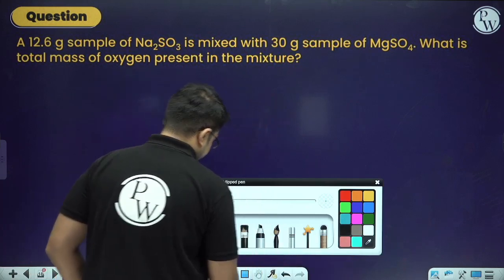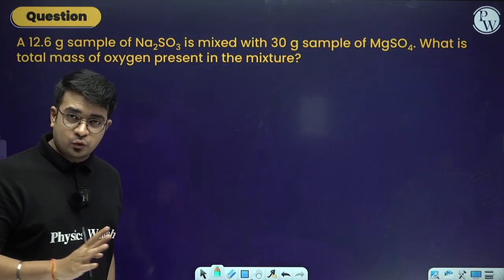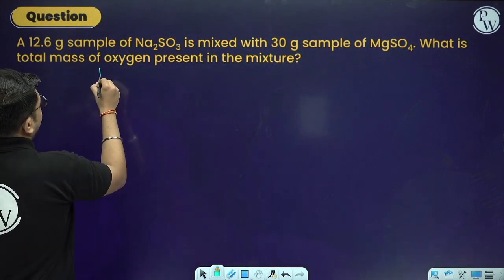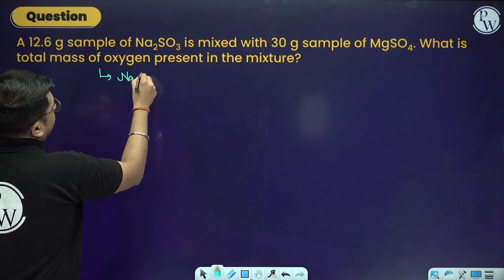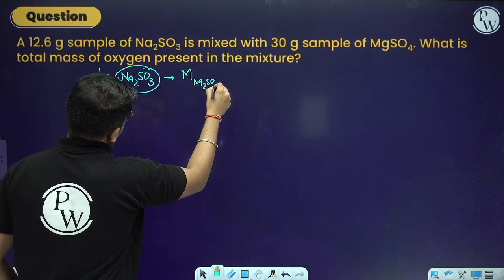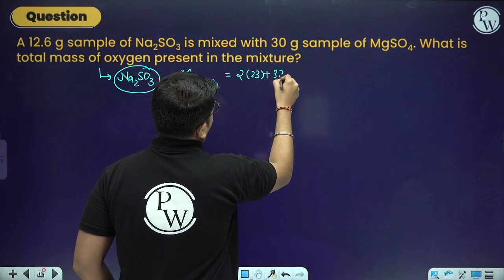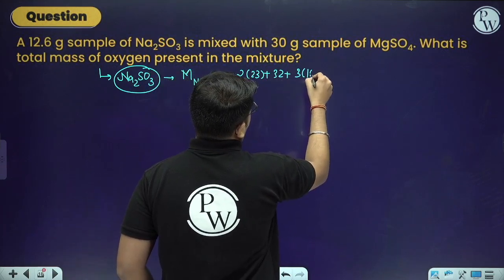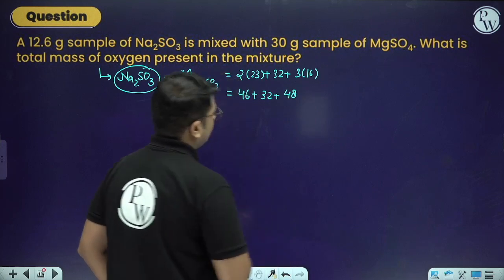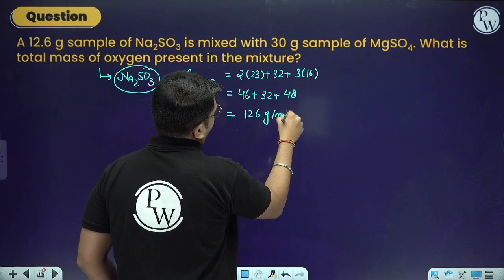Very easily. We are talking about the total mass of oxygen present in the mixture. It may sound confusing, but I told you, first of all, you have to calculate the number of moles. So first of all, we have the Na2SO3 sample. Can I calculate the molar mass of Na2SO3? Yes, very easily. We have 2 sodium having mass 23, plus 1 sulfur having mass 32, then 3 oxygens having mass 16. So that will be 46 plus 32 plus 48. So 48, 50, 80, 80, 126. So that will be 126 gram per mole.